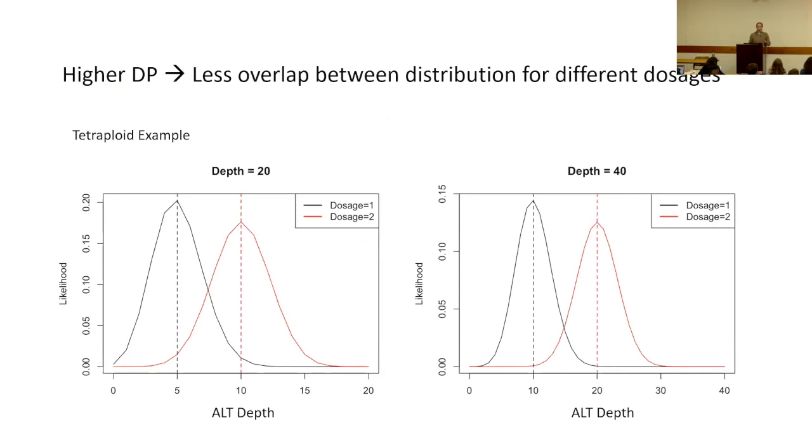Just to give you a visual of what's going on here, this is showing you the distributions associated with a tetraploid example where the true dosage is either 1 or 2 copies of the alternate allele. On the left, you have 20 total reads. On the right, you have 40 total reads. And you can see at a lower depth, the black and the red have more overlap, so with 20 reads, if you're between 5 and 10 reads of the alternate allele, there's some uncertainty about what the true dosage is, because both dosage 1 and dosage 2 have some probability of generating that outcome. As you get to 40 reads, there's much less overlap. The number of alternate reads where you have some uncertainty is a much smaller region.